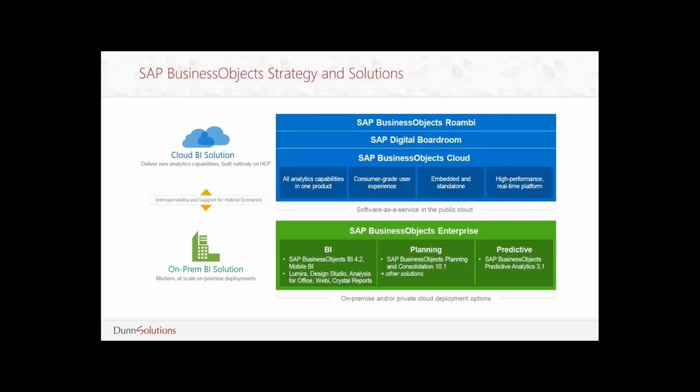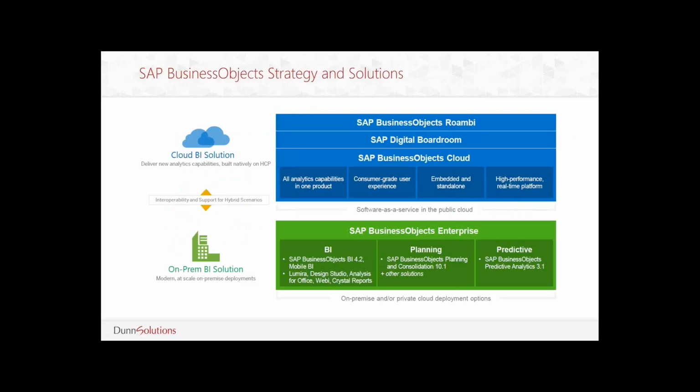And the enterprise offers business intelligence through Business Objects 4.2 and Mobile BI, as well as several tools to work with analytics, such as Lumira and Design Studio for dashboards, Analysis for Office, Web Intelligence for analytics and reports, etc. It also has a planning tool, the Business Objects Planning and Consolidation 10.1, as well as a separate predictive tool in SAP Business Objects Predictive Analytics 3.1. Again, those are all several tools that work together to make up the on-premise BI solution.